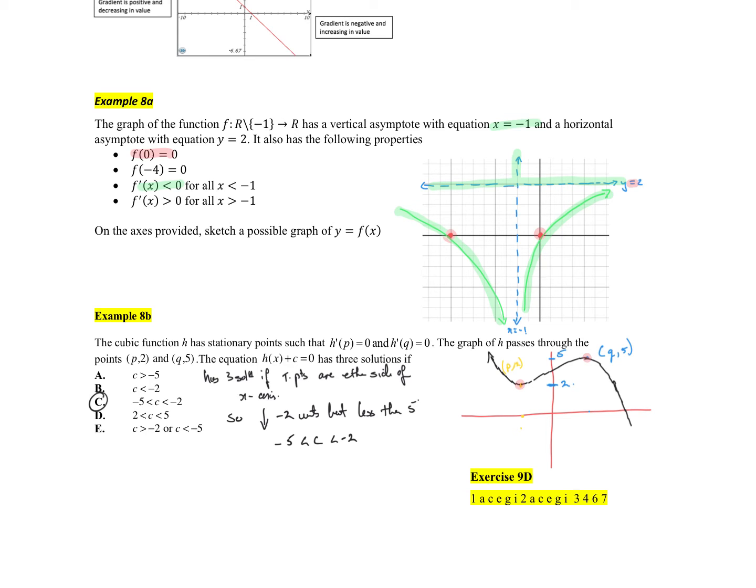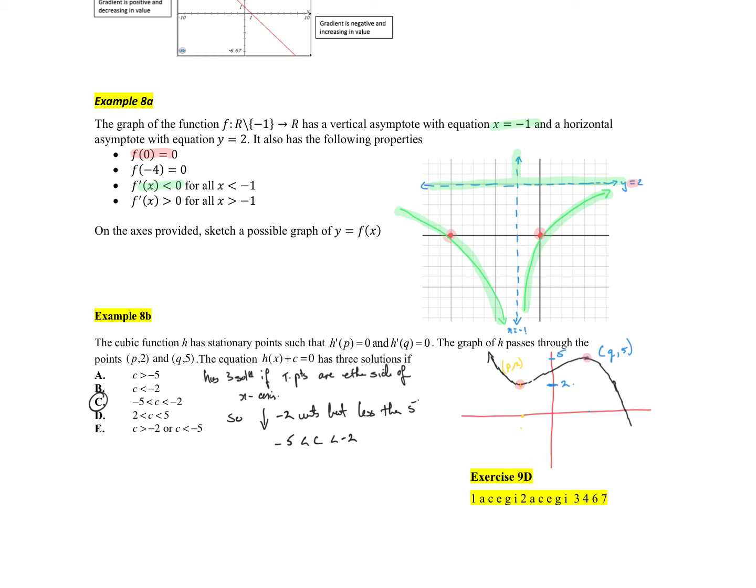Okay, the equation h of x plus c equals. All right, so if I plot those points, it soon becomes really obvious that it had to be a negative cubic function to get through both of those points. Okay, so there's my graph, and now we want to know what C needs to be to make sure we have three solutions.